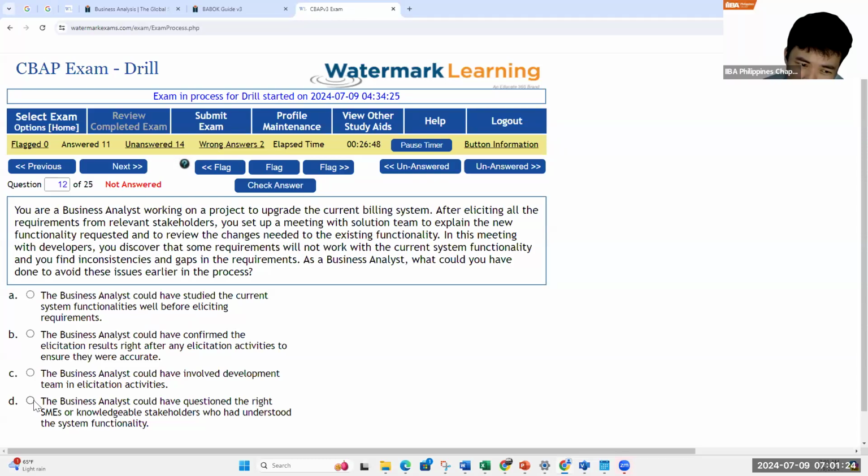Faith says D because of the right SMEs, and I guess we were just looking at that. Right. That makes good sense. I like that logic. And Faith, I appreciate you answering. Leanie, Enrico, Michelle. Yeah. 12 out of 14 so far, not bad, huh? Hannah's saying B. The business analyst could have confirmed the elicitation results right after any elicitation activities to ensure they were accurate.